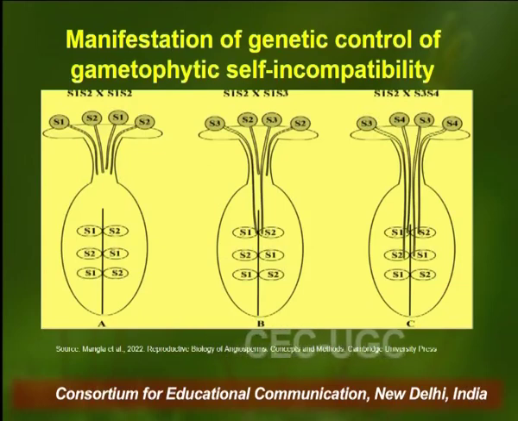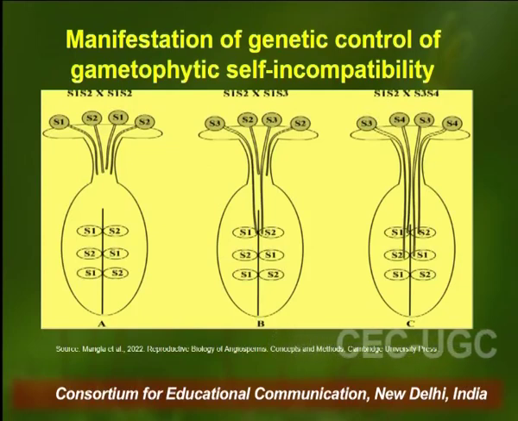So the pistil has S1 and S2. When you observe the pollen grains in the first case, they carry S1 and S2 alleles. So none is able to germinate and effect fertilization. Even if they germinate, they can't effect fertilization.